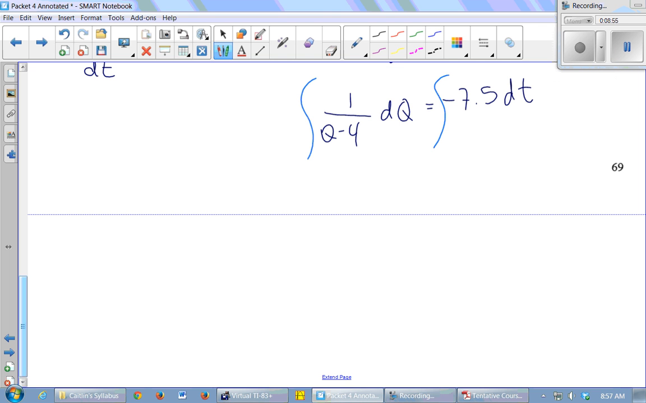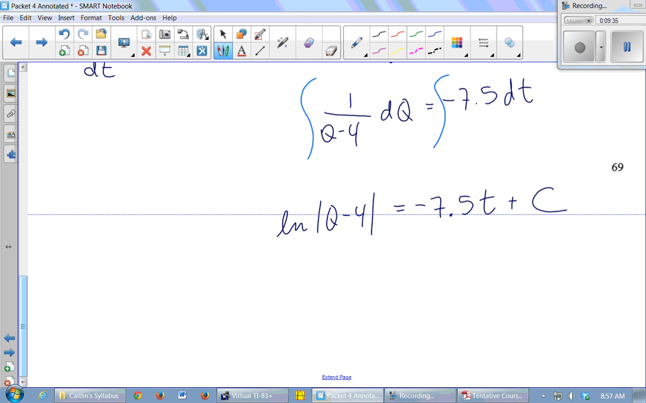So what is the antiderivative of 1 over Q minus 4? The ln of Q minus 4. And the reason that integral was not as hard as if you didn't factor out the negative 0.75 is that if I were to take the derivative of the ln of Q minus 4, you get 1 over Q minus 4 times the derivative of the inside, which now is just 1, right? Because there's no coefficient on Q. All right, and then the negative 0.75 becomes negative 0.75 t plus a constant.